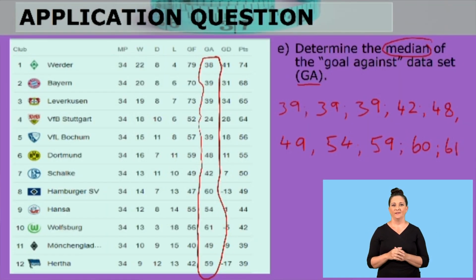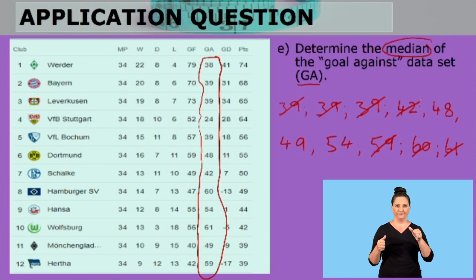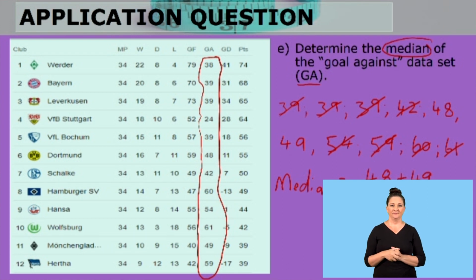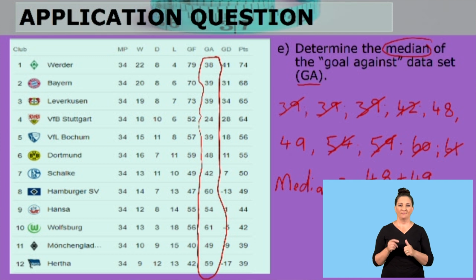Then we cross off from outside inwards. The 39 and the 61. The 39 and the 60. That 39, that 59. The 42, the 54. I'm left with just two numbers again. So my median here is the 48 plus the 49, divided by 2. There we go. We found the median. Let's carry on.